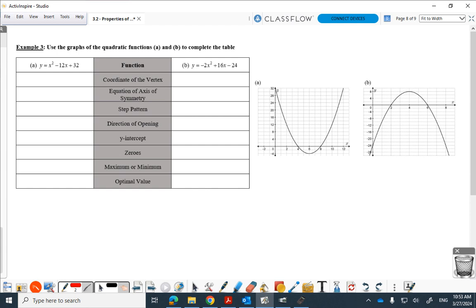Coordinates of the vertex for the first one. 6, -4. Equation of the axis of symmetry. I hesitate because it's one I'm worried about, but maybe it's become easy. Went from hard to easy during today. What's the equation of the axis of symmetry? X equals 6. Thank you. Step pattern.